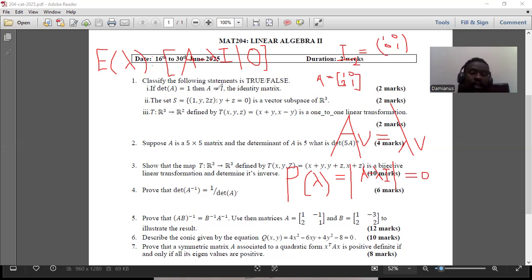Finished? Yes. Next, the set S equals (1, y, z), where y plus z is 0, is a vector subspace of R3. So a nice way of thinking of this is just if you pick any values of y and z in the real number set, and then you arrange them this way, the first one will always be 1, then y and z will be whatever y you pick, and then twice whatever you pick as z, right? So we claim this is, well, the question is, is this a vector subspace?